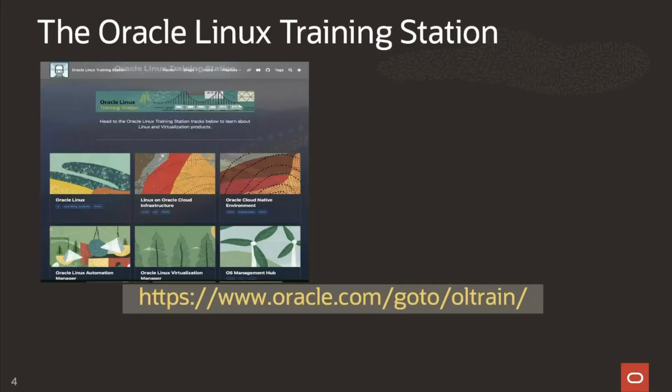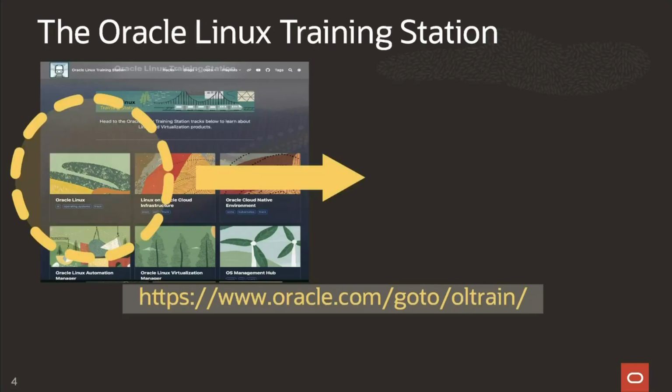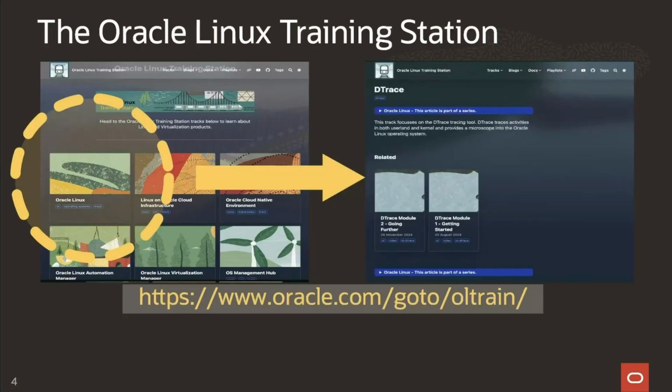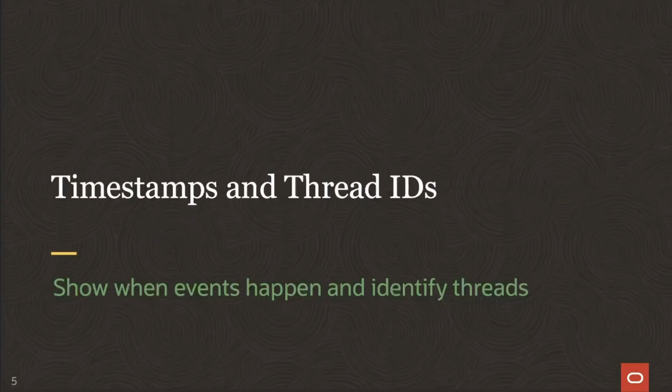The trainings are recorded and they're posted on YouTube. You can find them on YouTube, but there's also a nice single point of reference that you can use, the Oracle Linux training station. When you go to the link given here and then click on Oracle Linux, you will find the section on DTrace, and that's where the trainings are collected. So that's a very easy way to reference those, especially since I will be referring to the examples covered in Module 2. This may come handy.